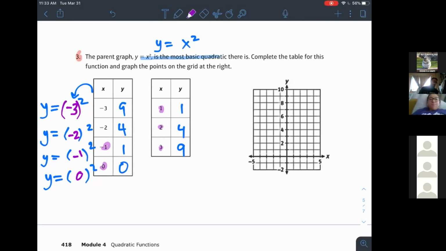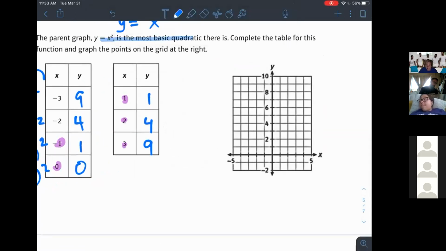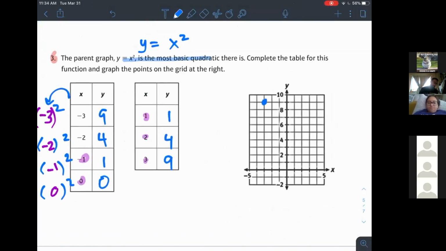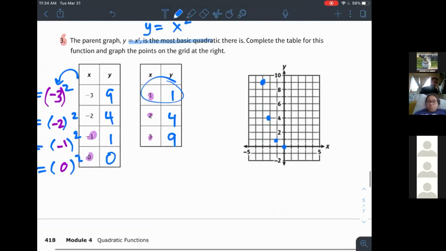Nice. Good. So as you might notice, let's graph these points. I have -3, 9 as my first point. So 3 to the left, 9 up. Could be right there. My second point we said was -2, 4, 2 to the left, 4 up. Right on. My third point, -1, 1. Just working my way down. 1 to the left and 1 up. My fourth point, 0, 0. Boom. My fifth point, 1, 1. My sixth point, 2, 4, and my last point, 3, 9.